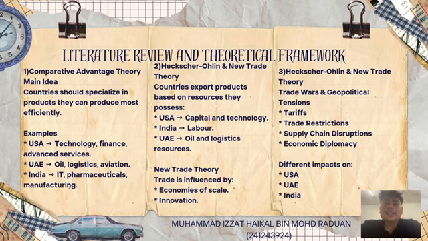Second, the Heckscher-Ohlin theory explains that countries export products based on the resources they possess. The USA has strong capital and technology resources. India has a large labor force and the UAE has abundant oil and logistic resources. In addition, new trade theory suggests that trade is influenced by economies of scale and innovation.